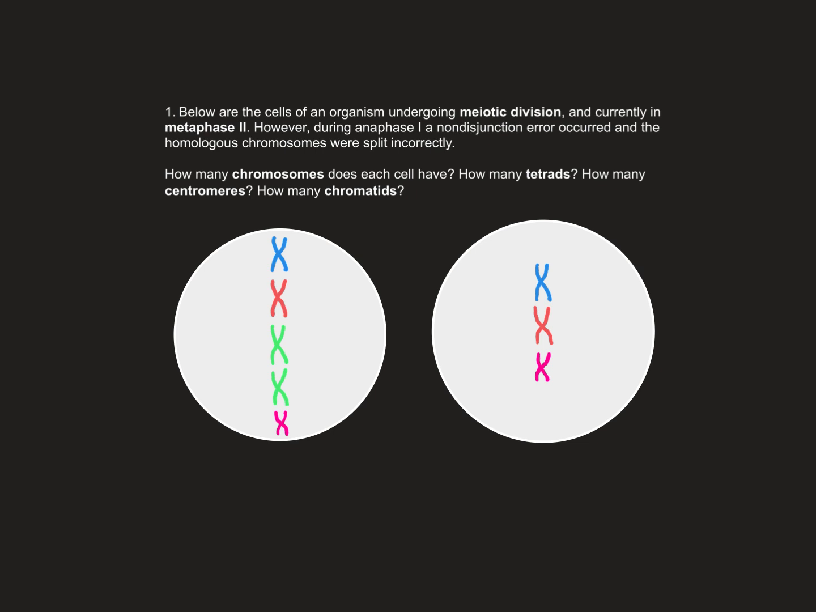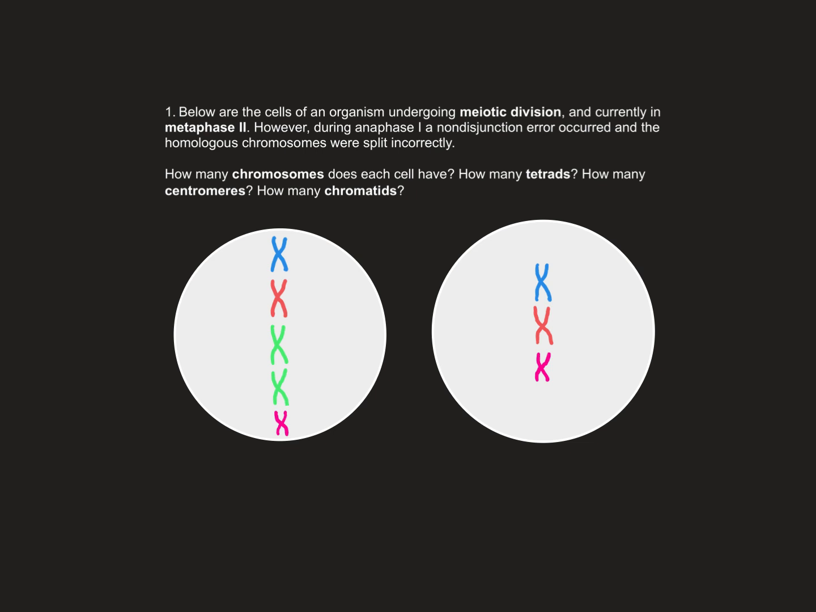So metaphase 2 means they've already divided once, and now the chromosomes are aligning along the metaphase plate to prepare for the second division. However, during anaphase 1, so when the chromosomes were initially being separated to opposite poles of the cell for the first division, a nondisjunction error occurred, and the homologous chromosomes were split incorrectly.